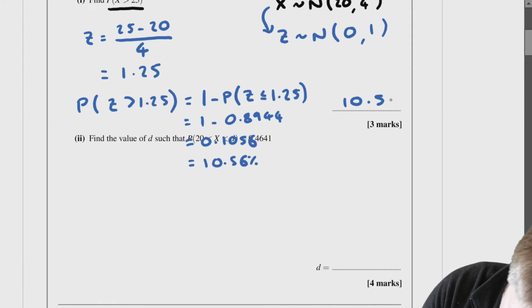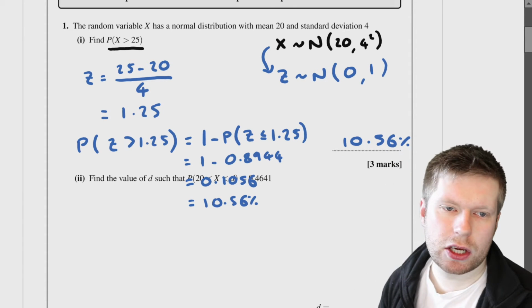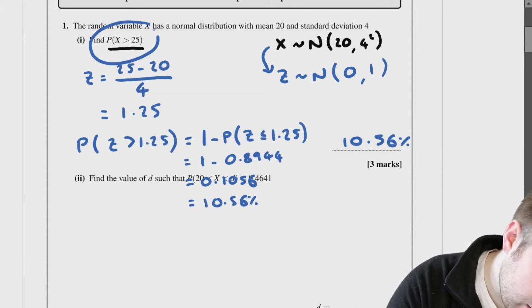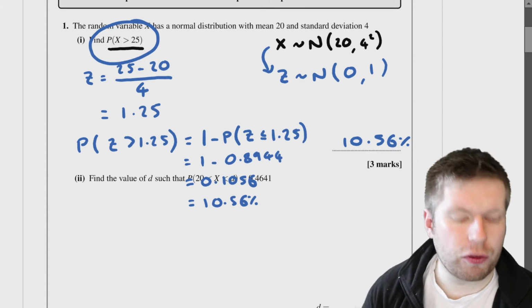So if I've got a random variable with a mean of 20 and standard deviation of 4, the probability of obtaining a value which is greater than 25 on this distribution should be about 10.5%.